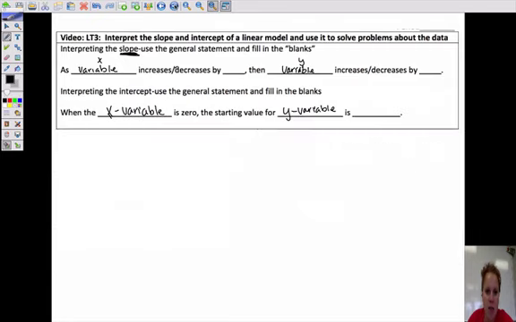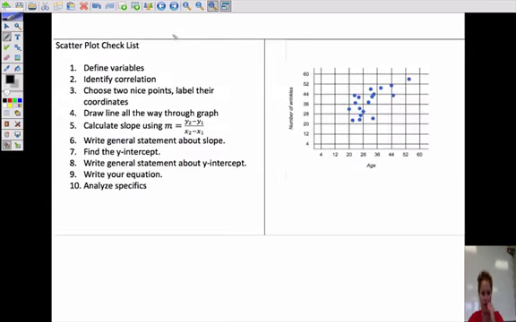Okay, so let's try some new ones in your note packet. We have this scatter plot here for number of wrinkles and your age. First we need to define variables. So we have age and number of wrinkles, define variables. Identify correlation. So we can maybe write age and wrinkles here, maybe age versus wrinkles.